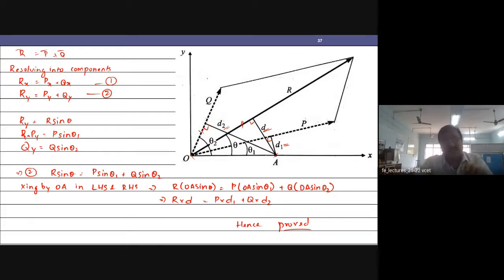This may come as a 5 marks question in your university examination. From the university point of view, you can study this for a 5 marks question, and it can also be one of the questions in your practical oral examination. So please take note of that.